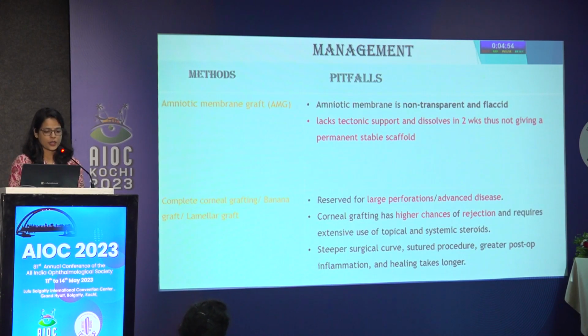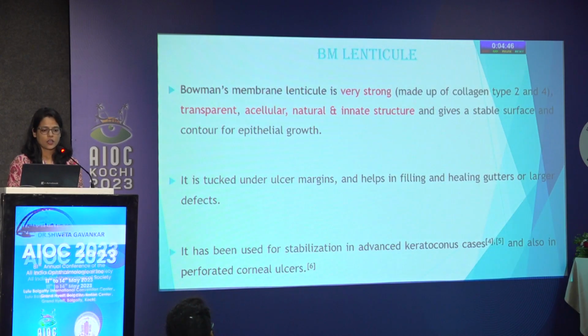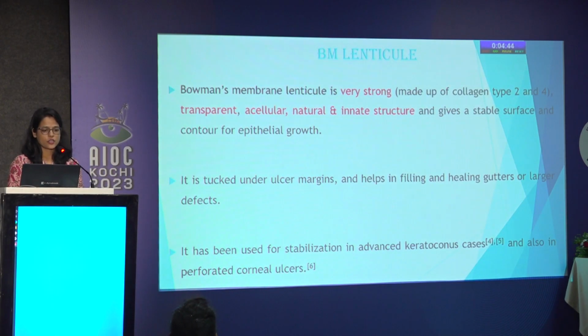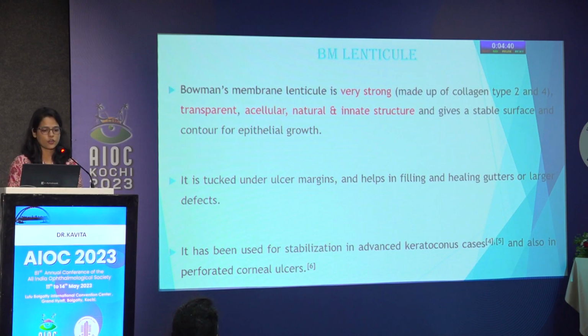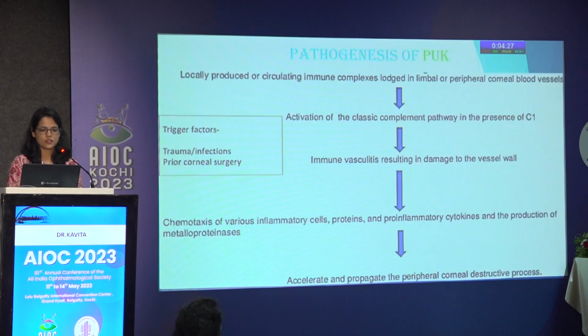Complete corneal grafting, banana graft and lamellar graft are reserved for large perforations and advanced disease. Corneal grafting has higher chances of rejection. Bowman's membrane lenticule is a very strong, transparent, acellular, natural and innate structure and gives a stable surface and contour for epithelial growth. It is tucked under the ulcer margin and helps in filling and healing of the gutter or larger defects. It has been used for stabilization in advanced keratoconus cases and also in perforated corneal ulcers.